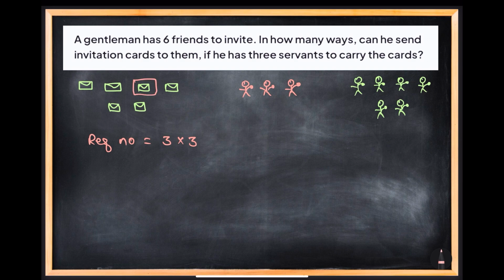Now focus on this card, again 3 choices. Now focus on this card, again 3 choices. And so with these two things, 3 and 3, can I say that it is 3 power 6? Okay, I hope the idea is clear.